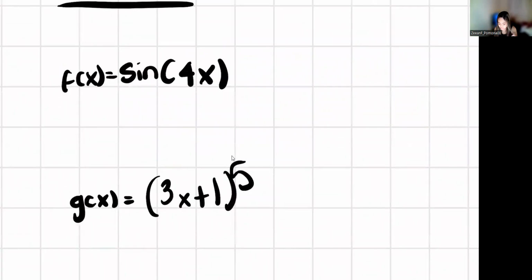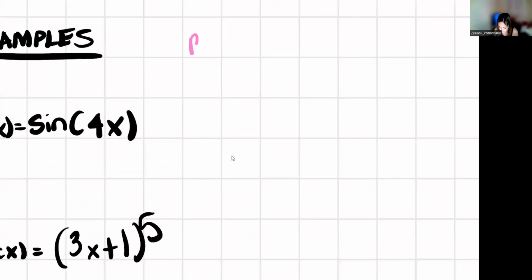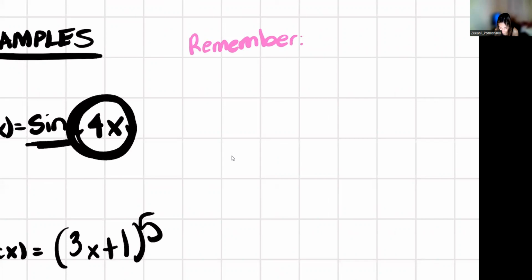So sine 4x, sine times 4x. Okay, remember, the derivative of sine is cosine of x. So what we're going to do is we're going to find the derivative of sine and keep g of x. This would be your g of x, and this would be your f of x, right?